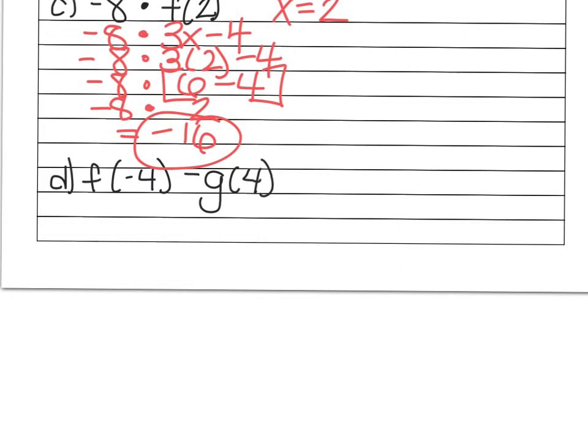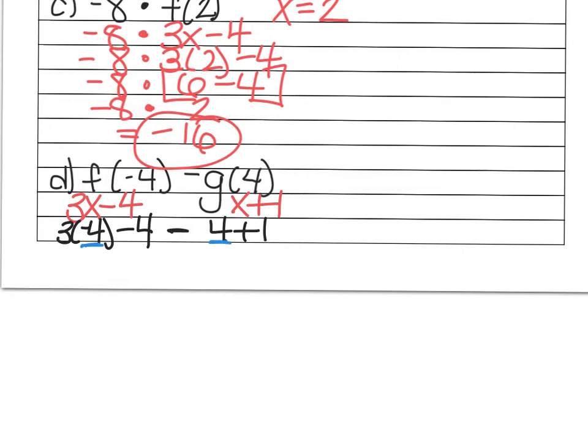We have one more example here. We have f of negative 4 minus g of 4. So here we have two functions. So we know that f of x is 3x minus 4, and again, I'm getting these from the top. And g of x was x plus 1. So here I know for my f equation that we are going to plug in negative 4 for x, and then for my g equation we're going to plug in 4 for x. And I'm just going to highlight what I plugged in here in blue.